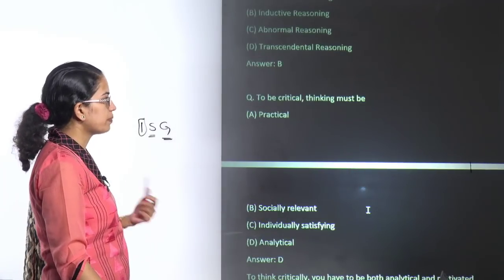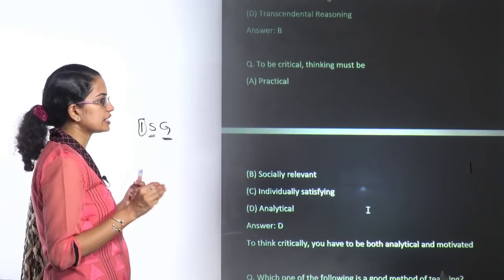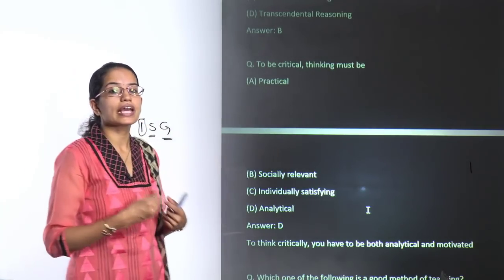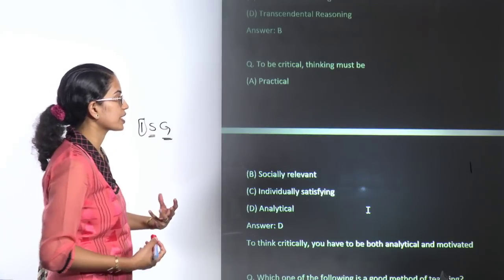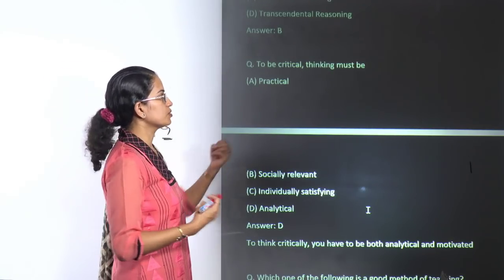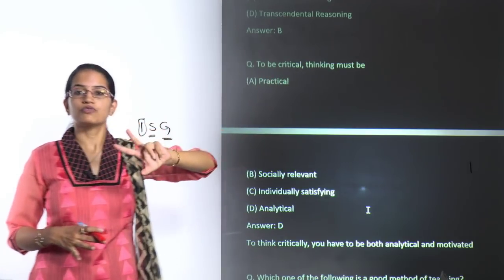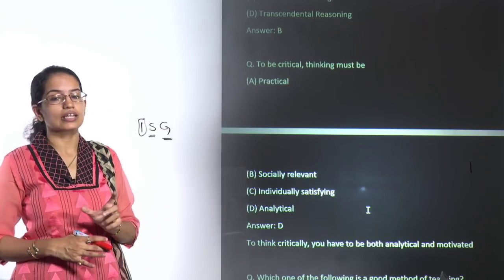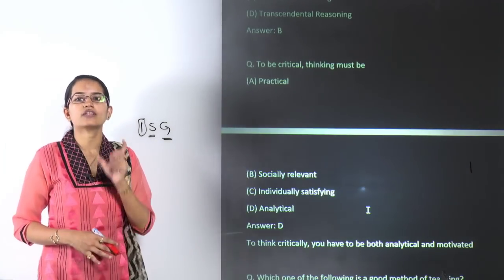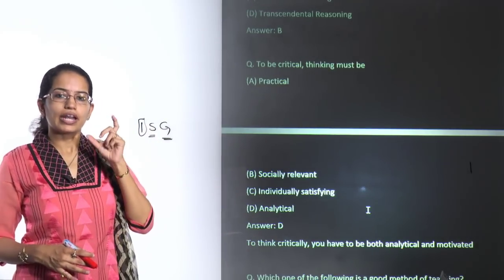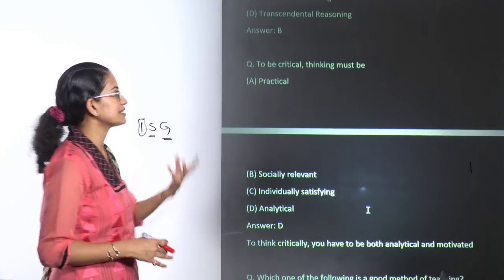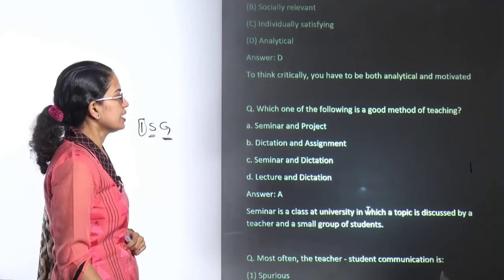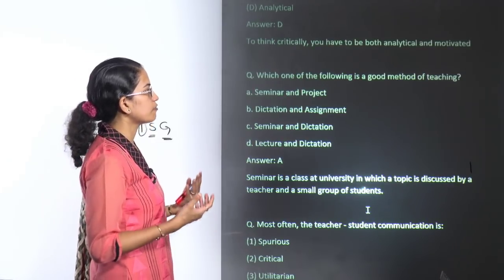The next question is, to be critical, thinking must be. When we are saying I have to be critical, we have to be highly analytical and motivated. So to be analytical and motivated is something very important. Now some of you were confused that this is critical, and you were confused with creative. So we are not talking about creative thinking, we are talking about critical thinking. So critical thinking comes only and only with analysis. So once you are analytical, you are motivated, you can critically think about the concepts, and therefore analytical would be the best option here.